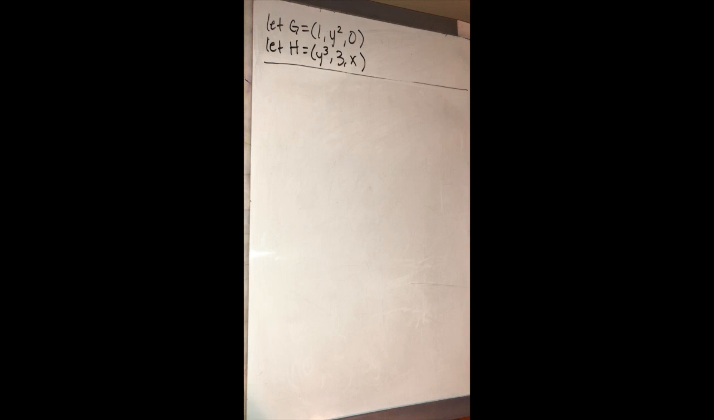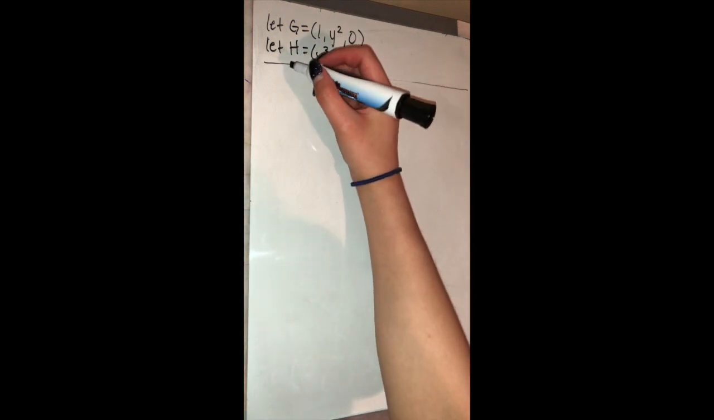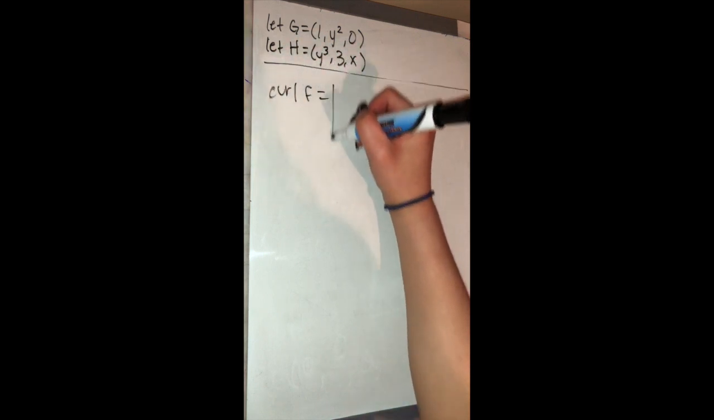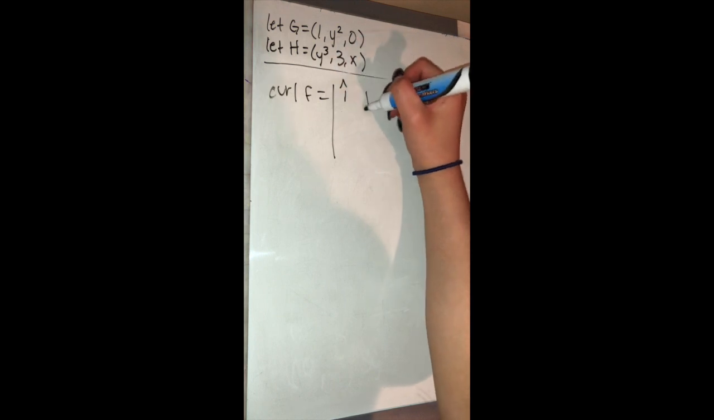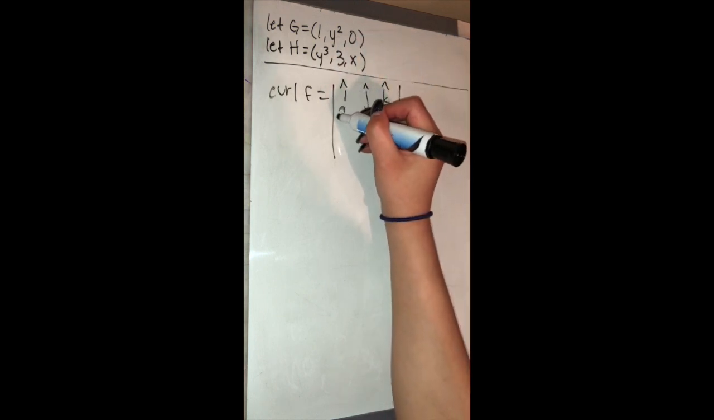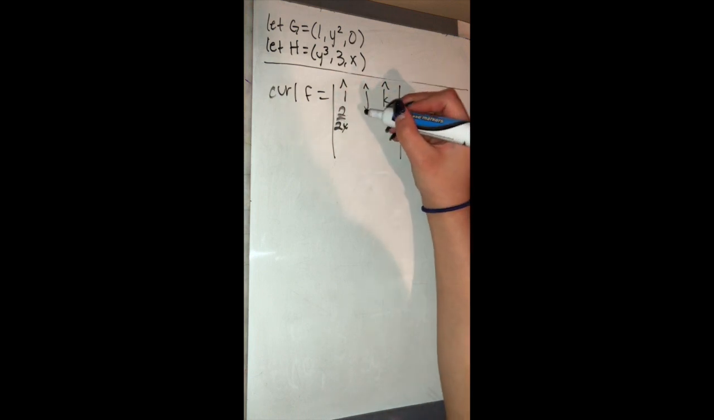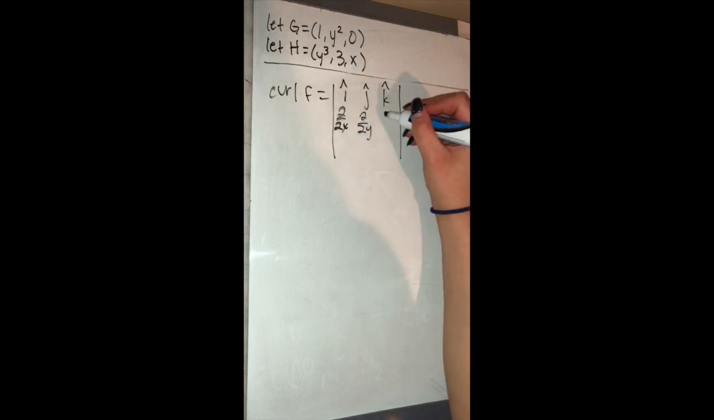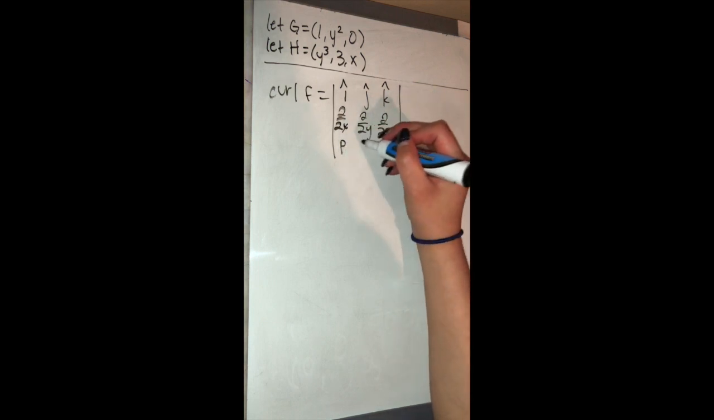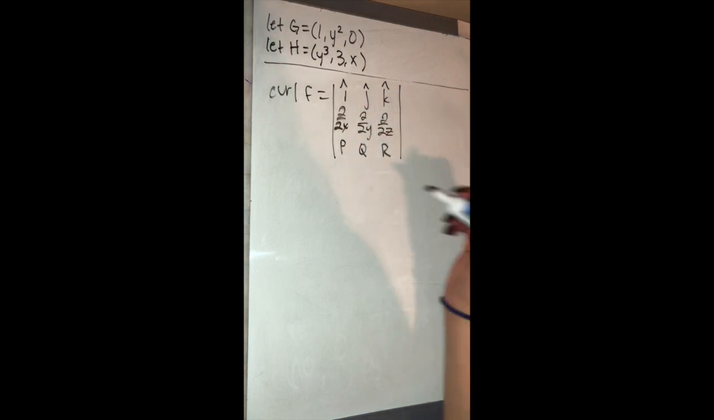So for a vector field to be irrotational, you take the cross product. In general, that looks like this. Curl of F equals I, J, K. Your second row is partial with respect to x, partial with respect to y, and partial with respect to z. The last row is your function p, q, and r.